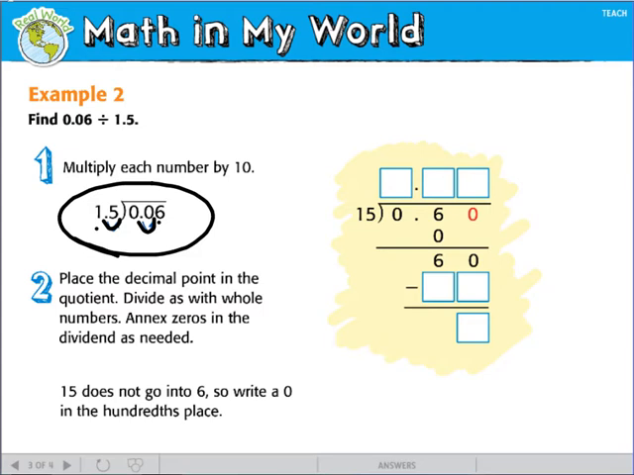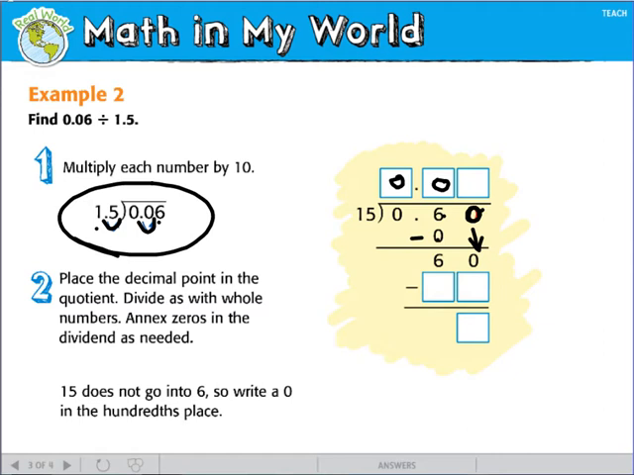Okay? So now we're going to go 0 divided by 15. Can we do it? No, so it's 0. 6 divided by 15. What times 15 equals 6? 0. So 0 times 15 is 0. 6. Subtract 0 is 6. I'm going to add a 0. They added this 0. Bring it down. 60 divided by 15.